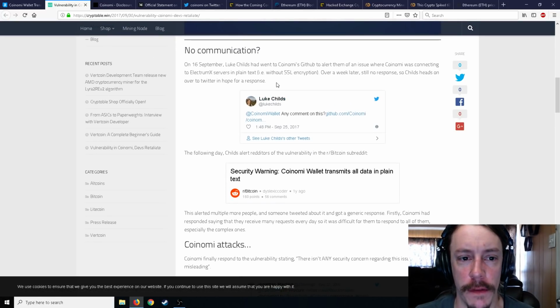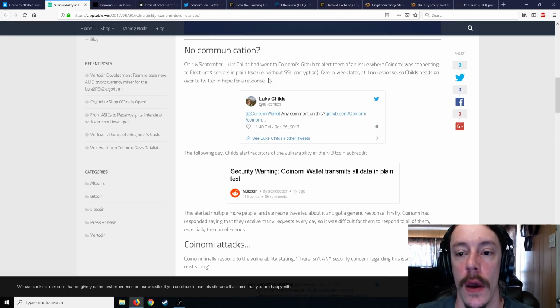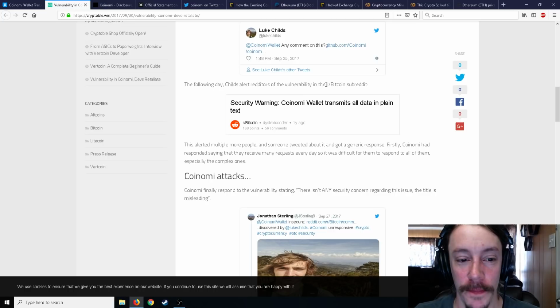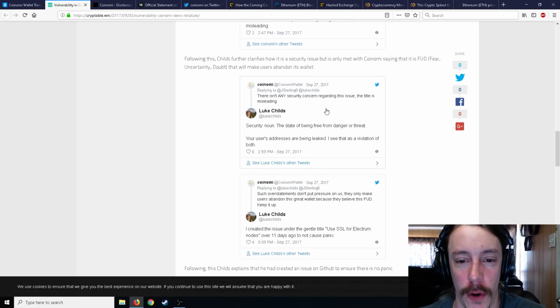And people on the 16th of September in 2017, people realized pretty quick that there was no SSL encryption when they're connecting to the Electrum X servers. So they're basically sending out the keys in plain text without SSL encryption. So it was just absolutely sending unencrypted data through this Coinomi wallet. And you can see here that these tweets kind of start on September 27th or so, maybe a little bit before, but the exact date is kind of irrelevant.